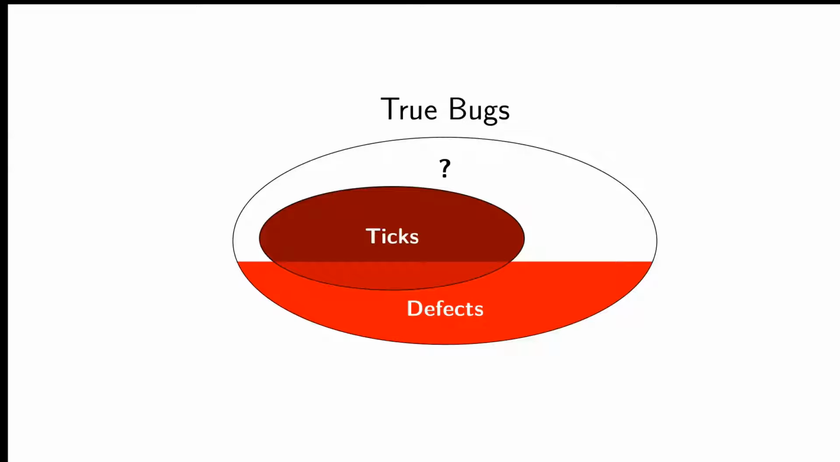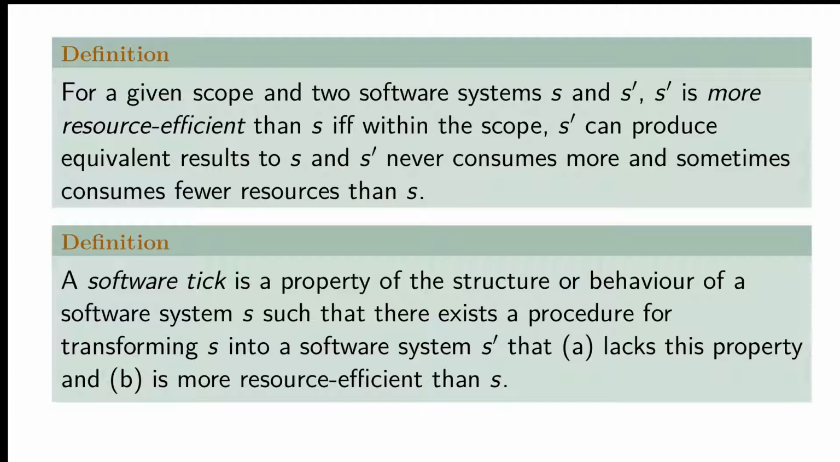More concretely, we define software ticks semi-formally as follows. Given some software system, a software tick is a property of that system such that we can transform our software system into an equivalent one, that is, a system with the same behavior, that is strictly more resource efficient. As before, we mean resource efficient in the sense of machine effort and human effort. In our paper, we also describe an optional notion of scope that describes an additional knowledge about the program. If we use this scope to capture developer intent, we can use this knowledge to refine the set of ticks.